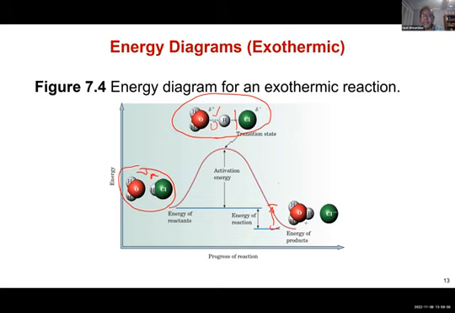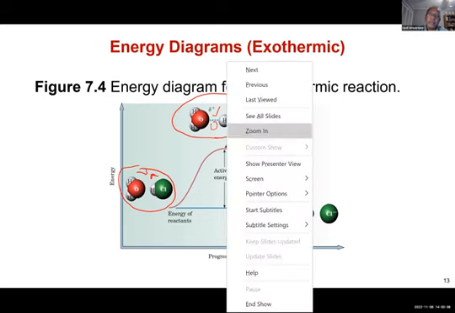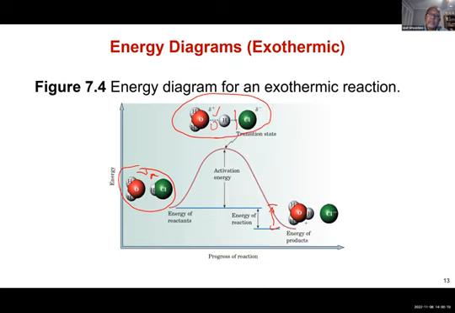This is an exothermic reaction. Now, in this diagram, the activated complex or transition state is at the top of the activation energy curve here. This is where the transformation from reactants to products takes place. Reactants go to the transition state, and if enough activation energy is provided and orientation factors are good, then the reactants turn into products.